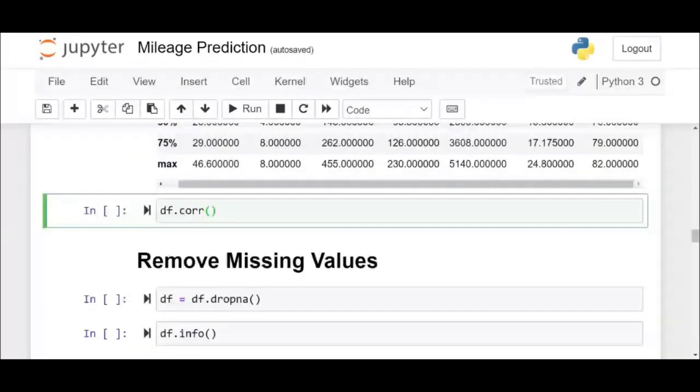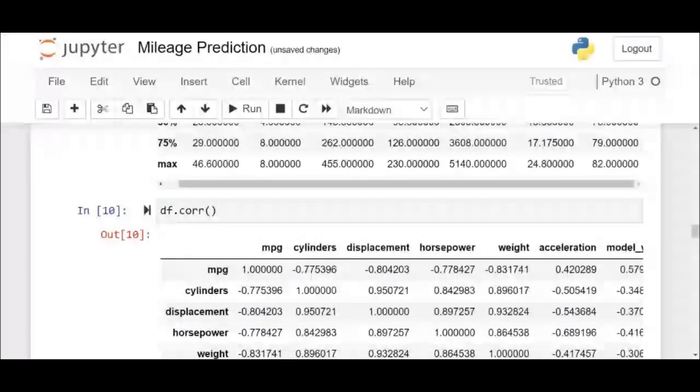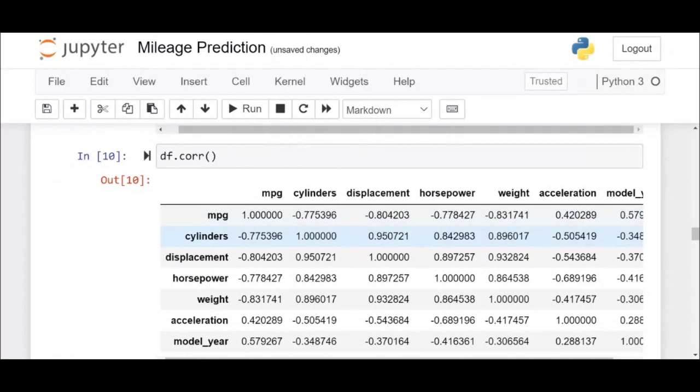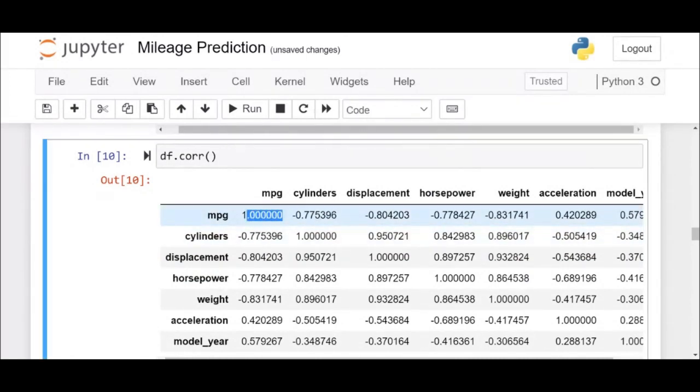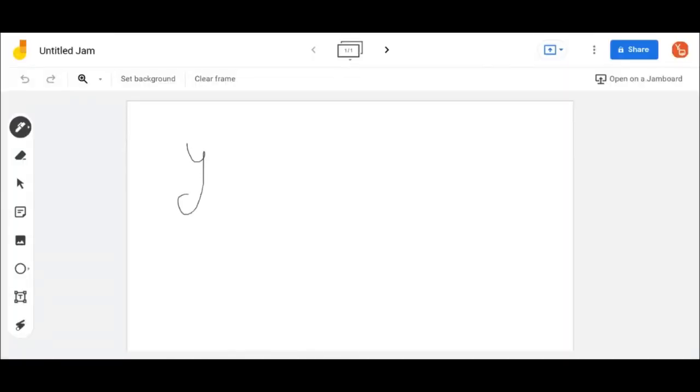Then we'll go for the correlation. Now, why do we look for the correlation? We want to predict the mileage, so this mileage is our y variable. We have to look for whether the features have a correlation with it.